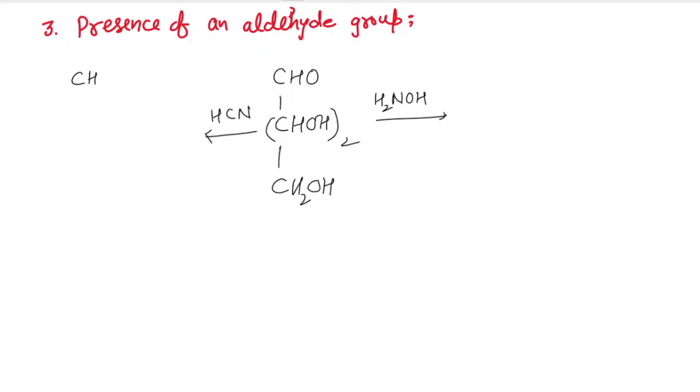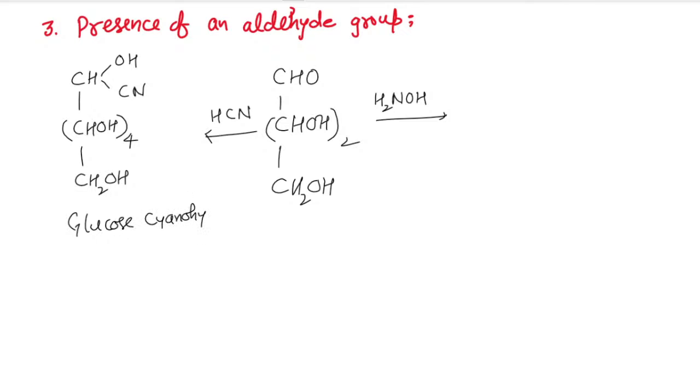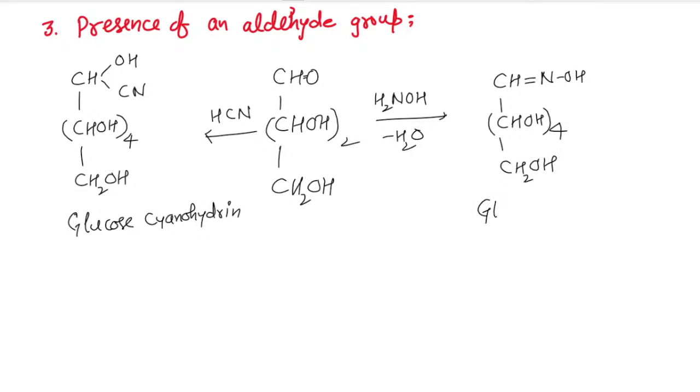See, CHOHCN, okay, so that is glucose cyanohydrin. And with NH2OH, the water is removed and we get this product, that is glucose oxime. Okay. So this reaction suggests that glucose contains a carbonyl group, meaning a C double bond O group is present. These are the typical reactions of a carbonyl group.